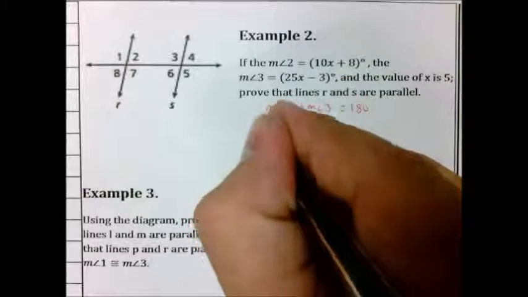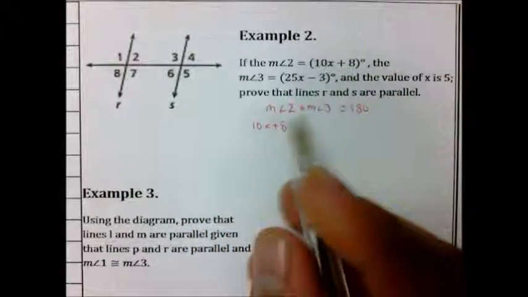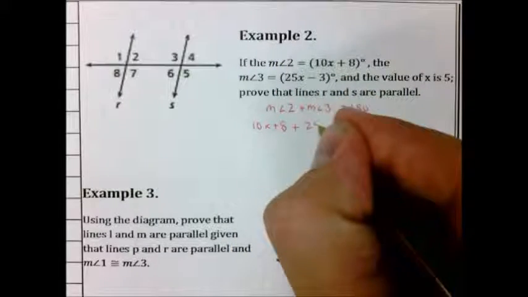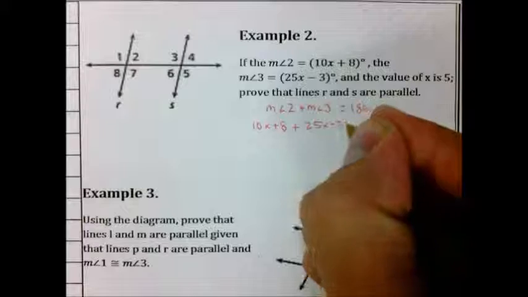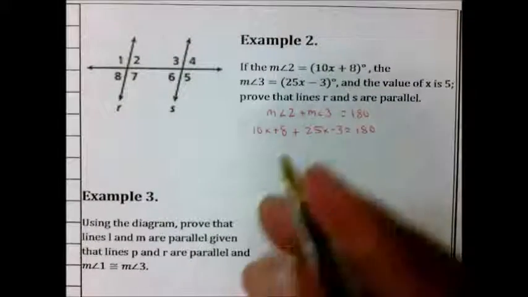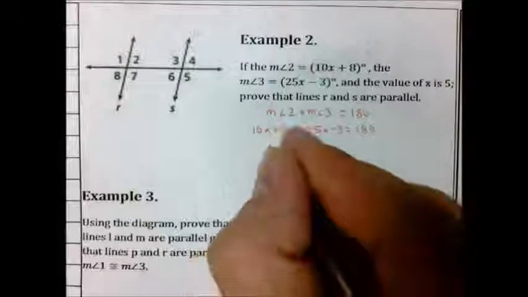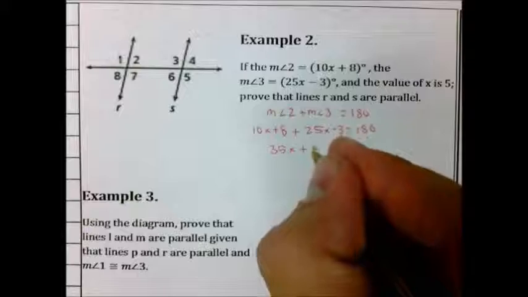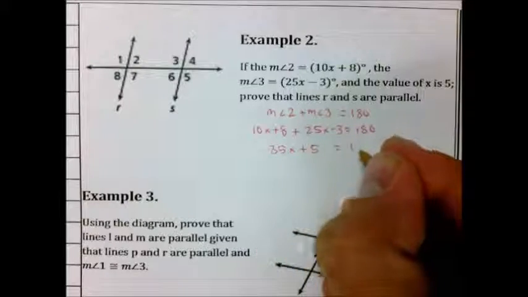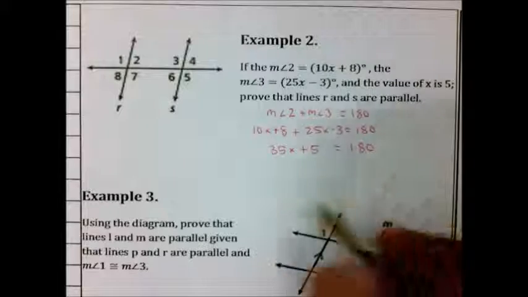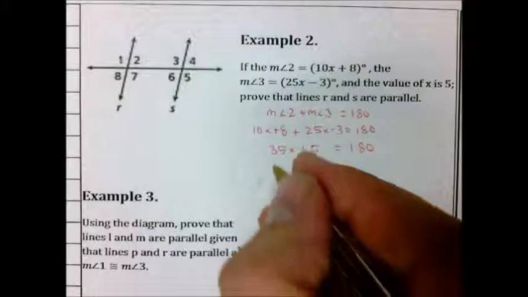We're going to take 10x plus 8, that's what the measure of angle 2 is equal to, plus 25x minus 3, that should equal 180. Let's make sure this is true. Let's combine like terms. 10x plus 25x is 35x, and 8 minus 3 is positive 5. Now remember it said up here that the value of x is already 5, so we can just plug in 5 for x and then solve.